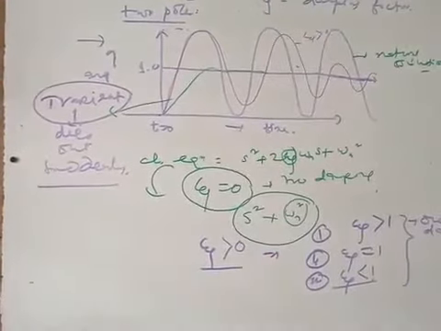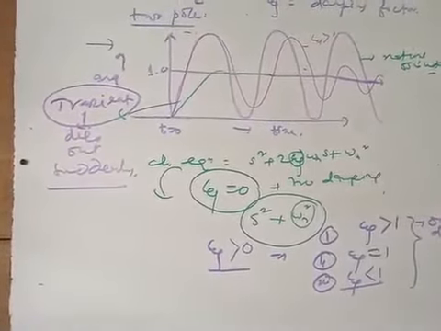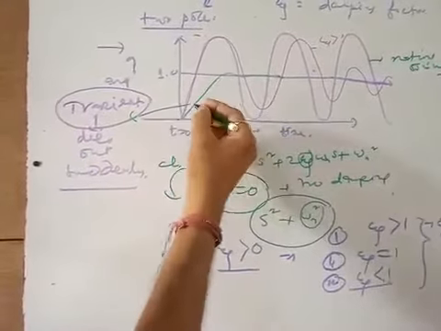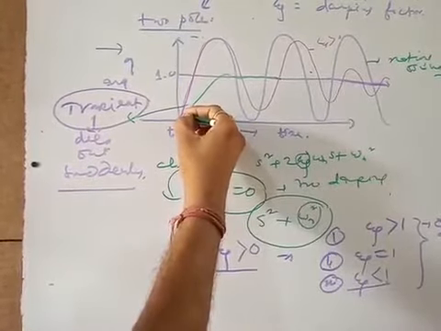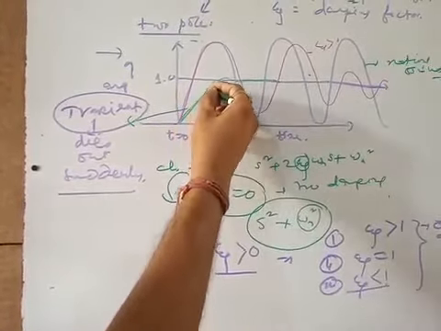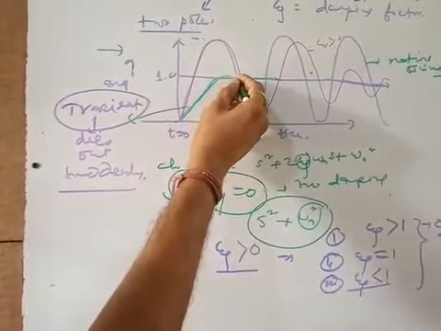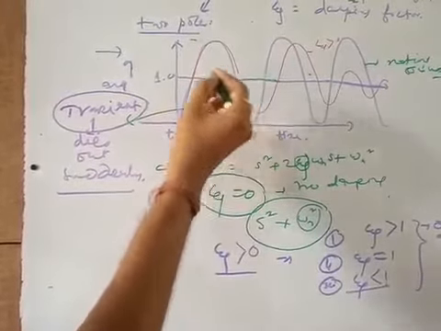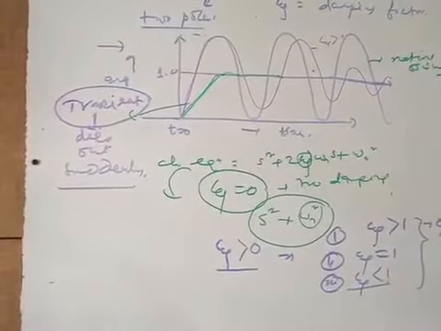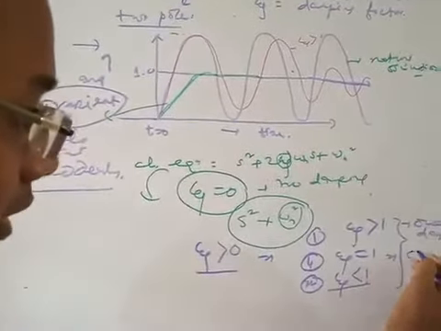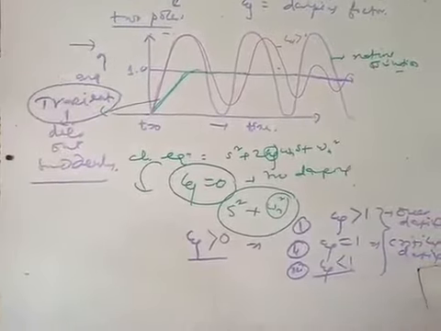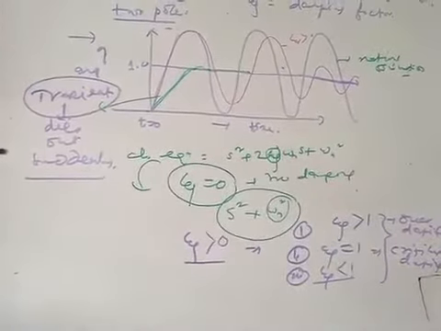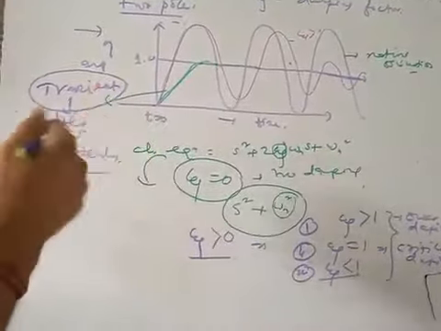Next, xi is equal to 1. So xi is equal to 1 means then also you get this curve like this. So this is known as critical damping. This is known as critical damping. There also you will get almost transient is 0.